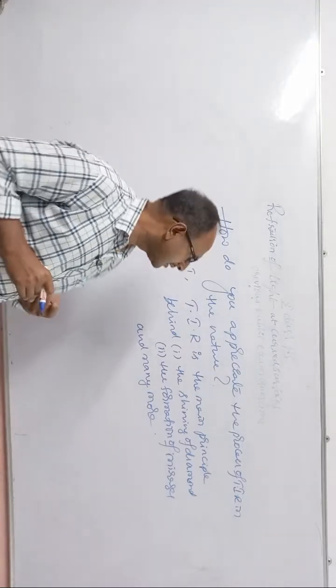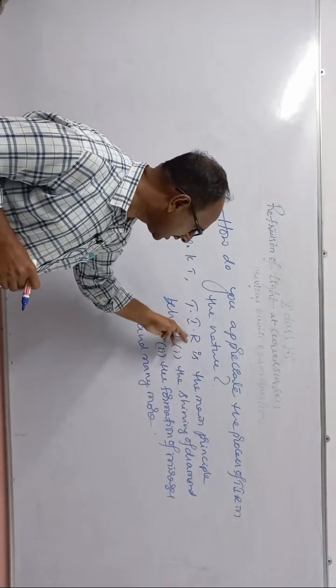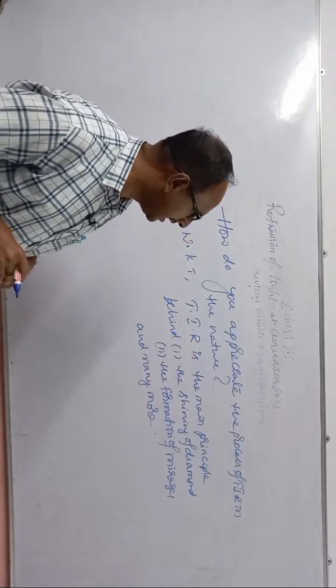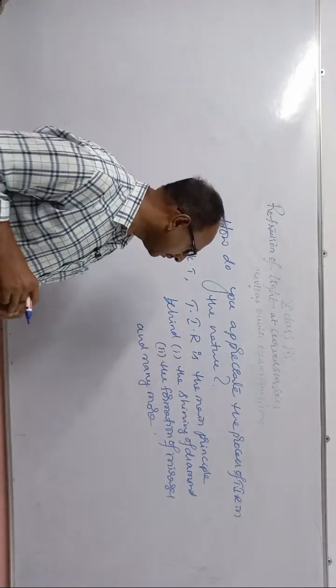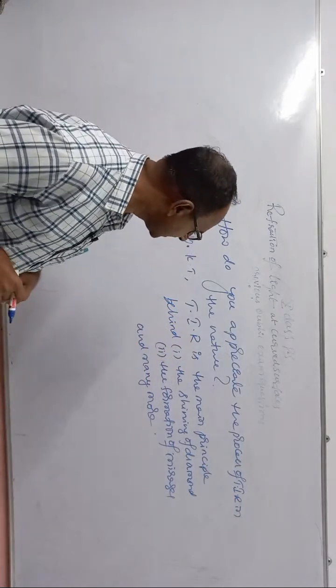So we know that the total internal reflection is the main principle behind the shining of diamond, behind the formation of mirages and many more.